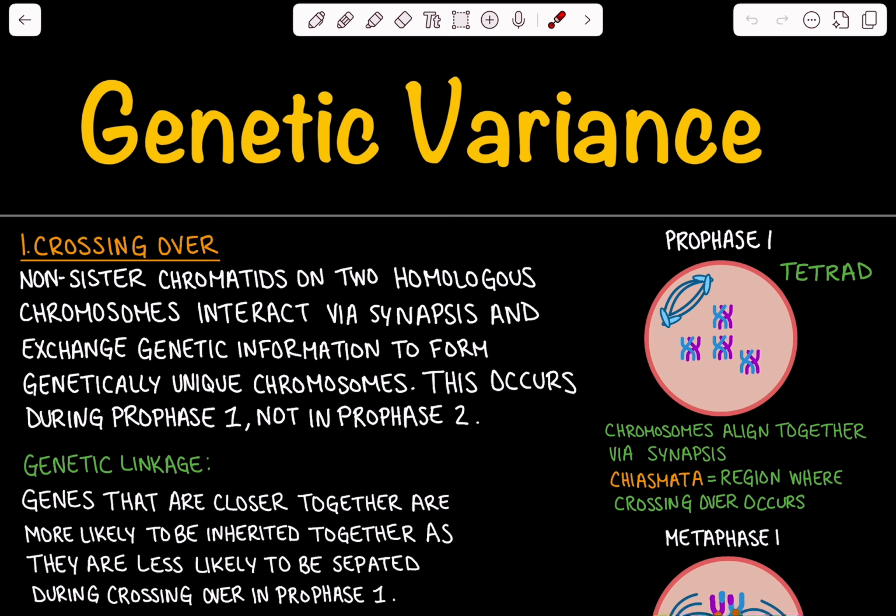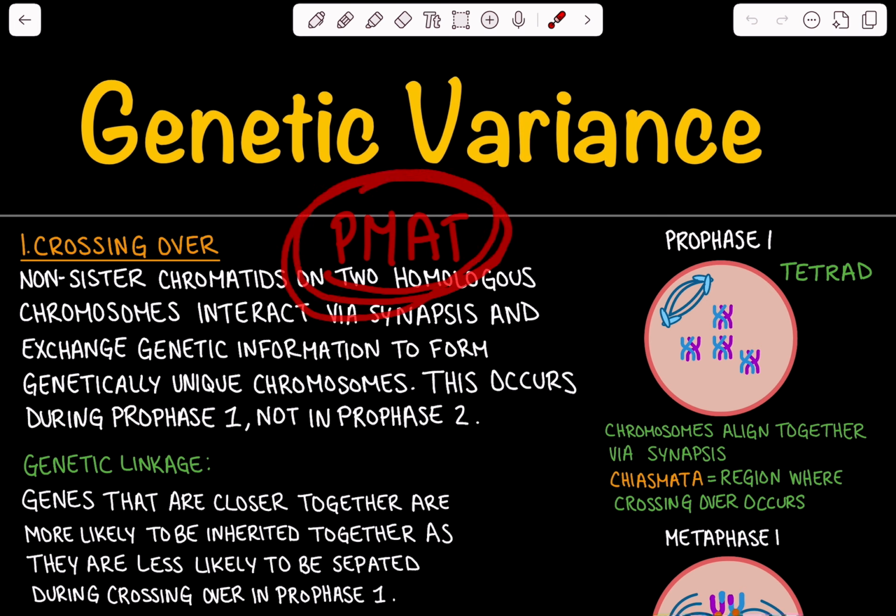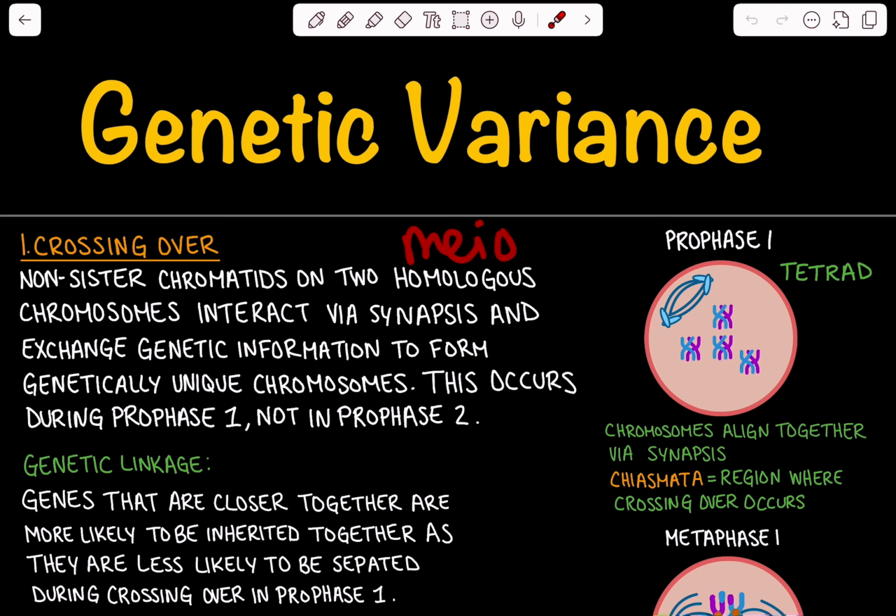Now, remember, during meiosis, we have 2 rounds of division. We have meiosis 1 and we have meiosis 2. And in each stage of meiosis, we are undergoing prophase, metaphase, anaphase, and telophase. So these 4 stages are happening 2 times in meiosis, during meiosis 1 and meiosis 2. During that first round of meiosis 1, we have prophase 1.